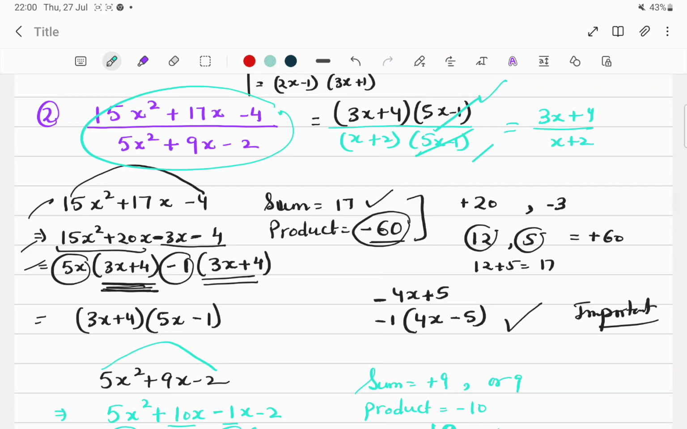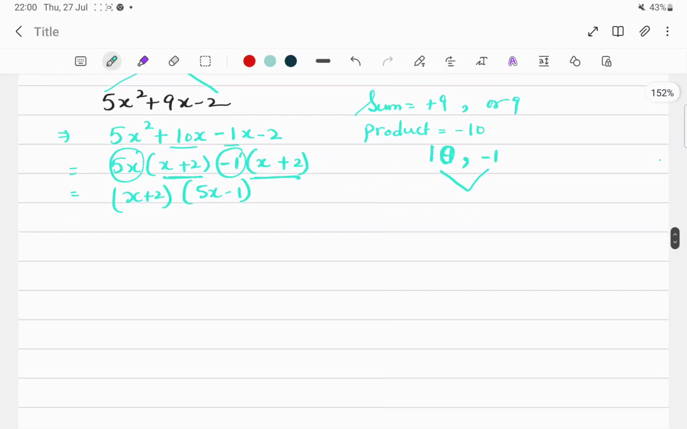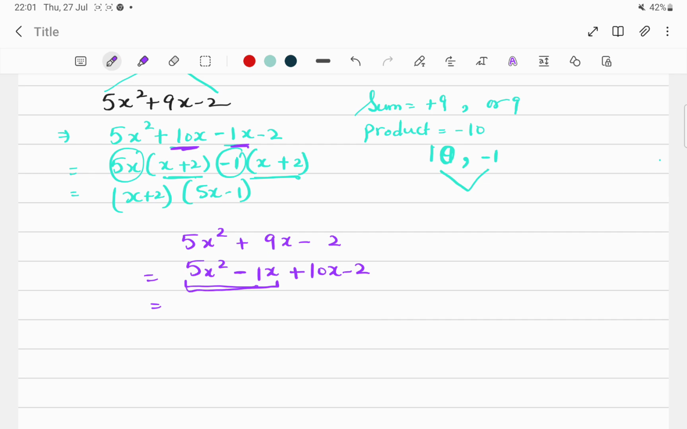Before I end this video, I want to focus on what I said 2 or 3 times: yes, you can write it in any order. Let me show you one example. Same question, we have 5x squared plus 9x minus 2. Instead of writing 10x before minus 1x, I can write 5x squared minus 1x plus 10x minus 2 as well. Now I will take something common from the first two terms, and that will be x. So 5x minus 1, and from the last two terms 2 will be taken as common, so 5x minus 1.